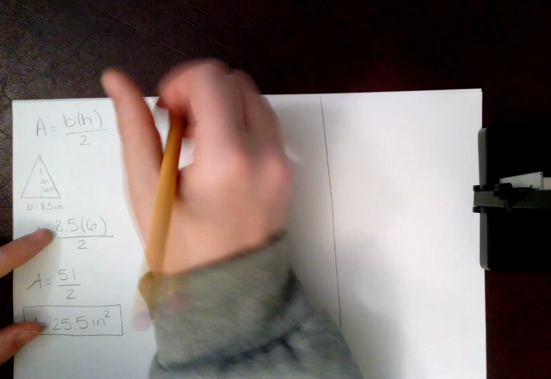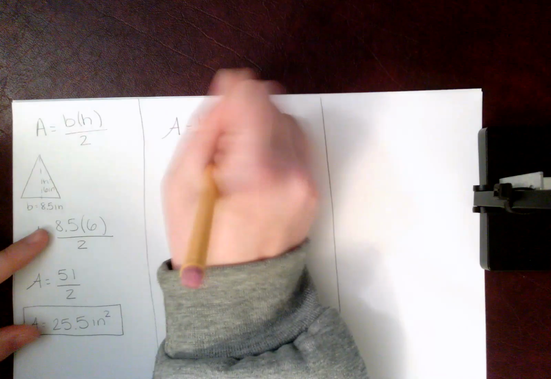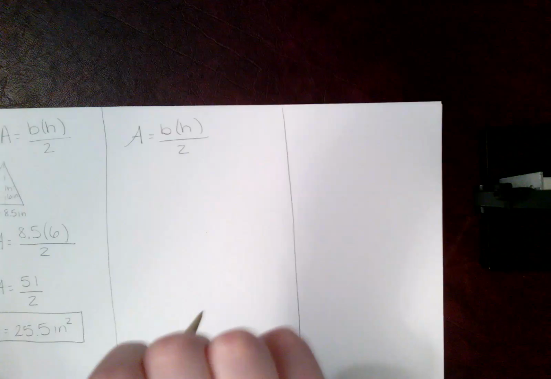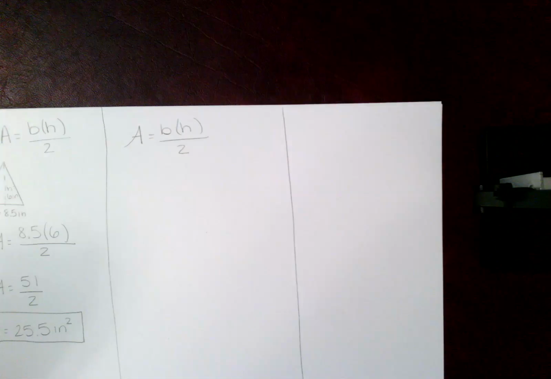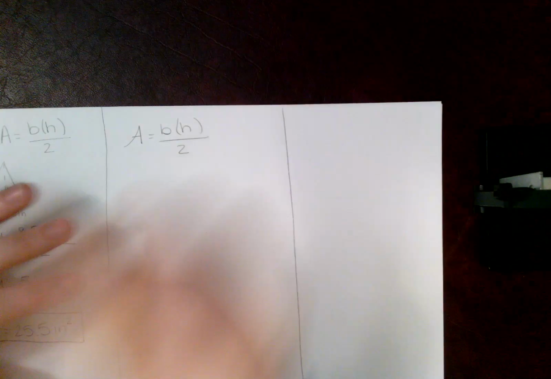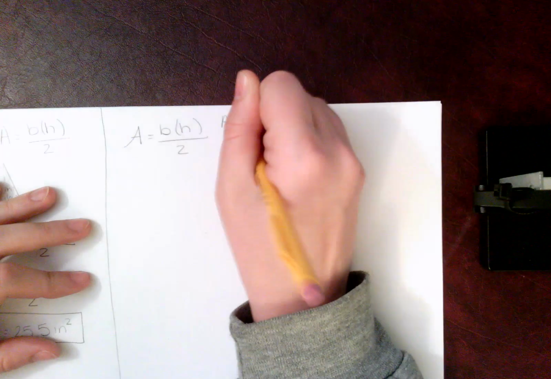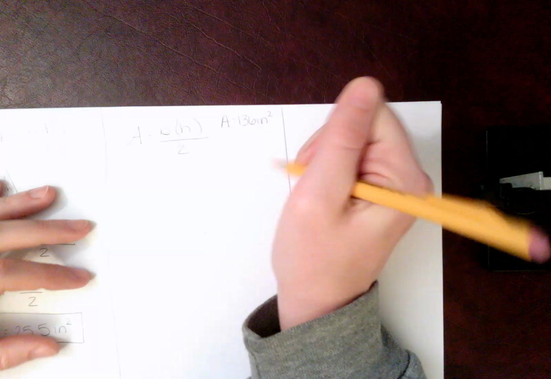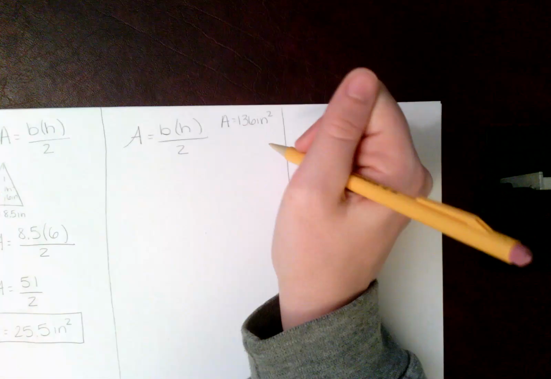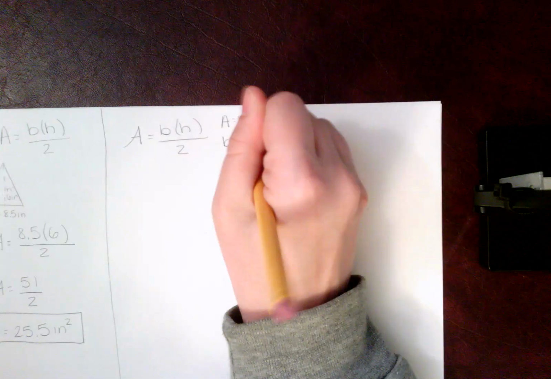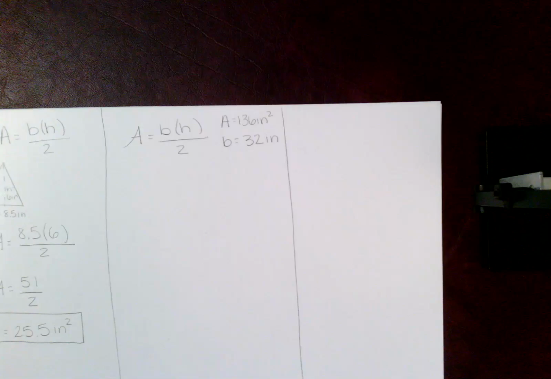We're still always going to be using this formula because we're working with triangles and we want to figure out the area in this problem, or we're given the area. So let's say in a problem, we are told that the area is 136 inches squared, and your base equals 32 inches. And it is your job to figure out what is your height.